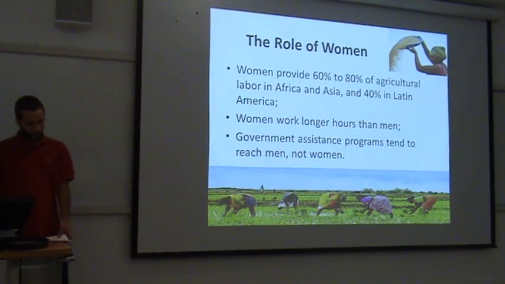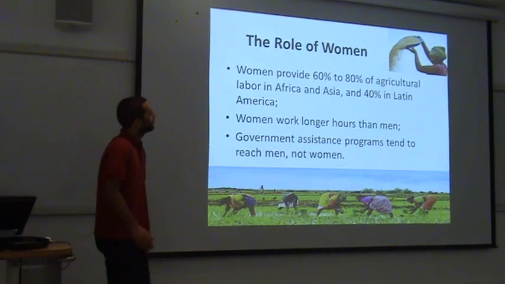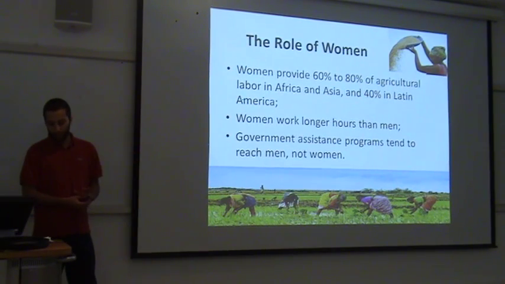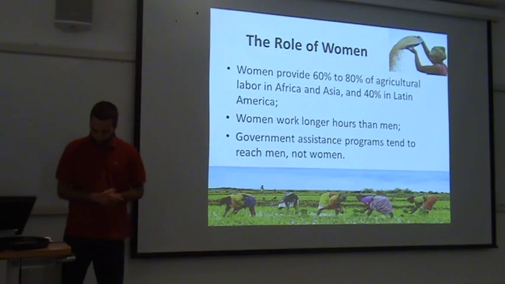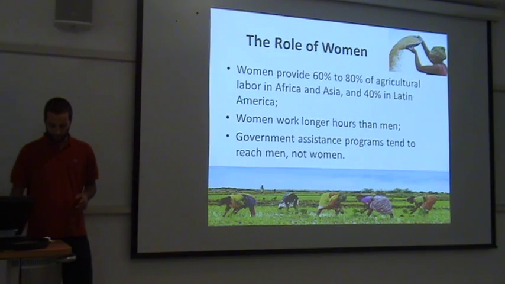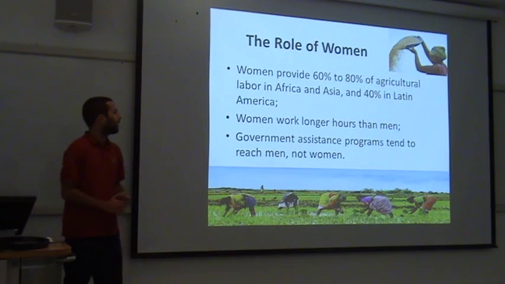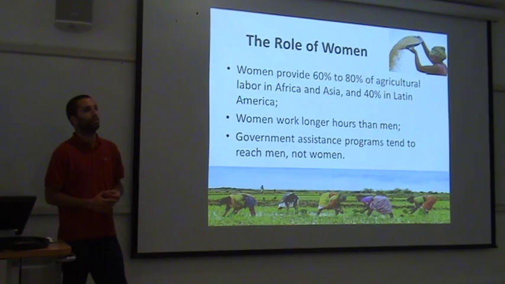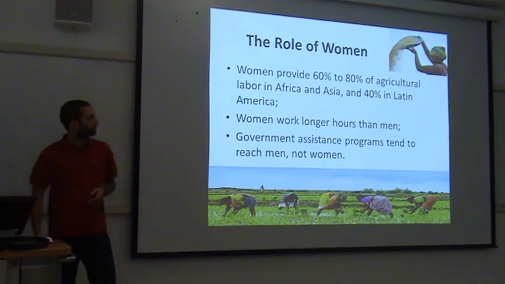Now I'm going to talk about the role of women, which is normally overlooked. But the women in LDC countries, as you can see, do up to 80% of the agricultural output. Although men might do the initial work of, for example, cutting the trees and bushes, women have to go there and do all the work subsequent to that, like cleaning the trees and planting until harvesting and preparing the food for storage or for consumption.